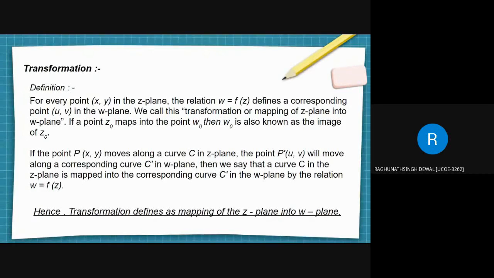Then we say that a curve C in the z plane is mapped into a corresponding curve C dash in the w plane by the relation w is equal to f of z. Hence, transformation is defined as the mapping of the z plane into the w plane.